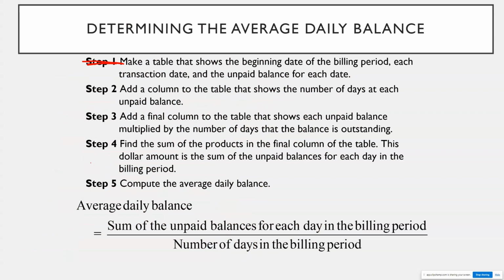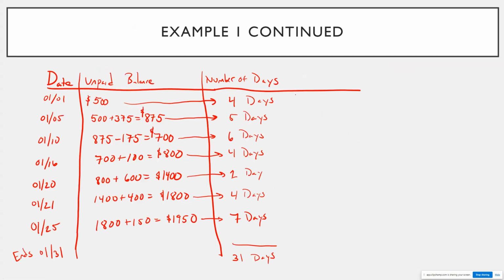Next, step 3. Add a final column to the table that shows each unpaid balance multiplied by the number of days that balance is outstanding. So last column here, we're going to take these two columns here, unpaid balance, and we're going to multiply by number of days.